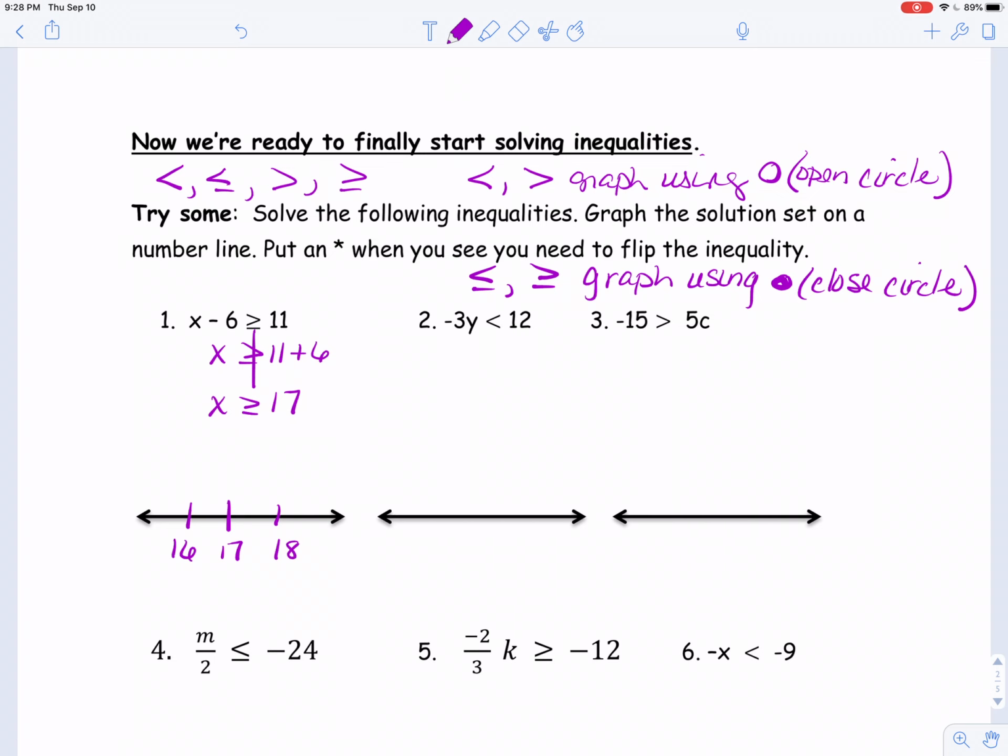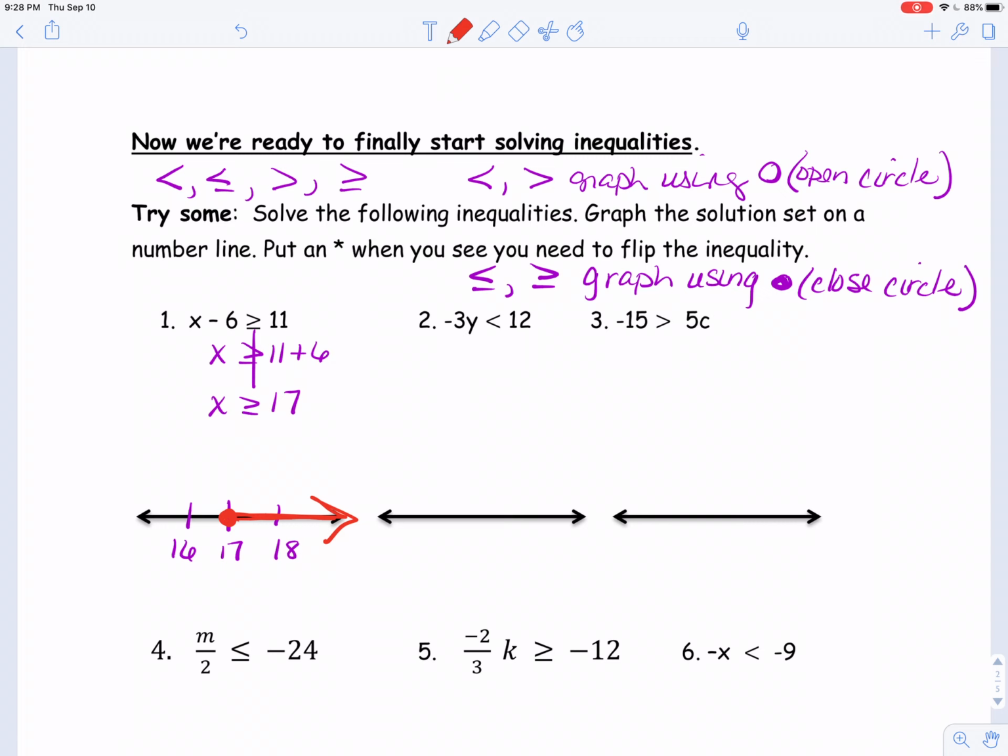So right now we have greater than or equal to 17, so that means that there is equality. So it can actually be 17. Well, what else can it be? It can be anything greater than 17, so we're going to draw an arrow pointing to the right.